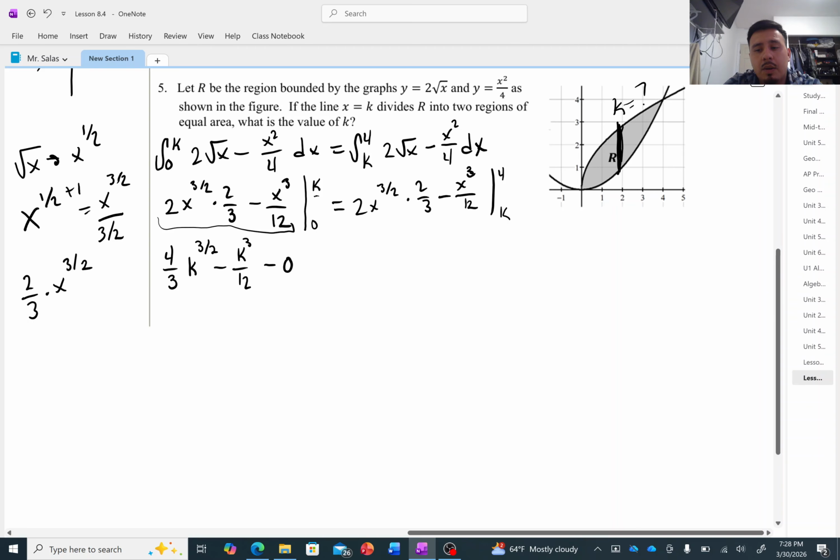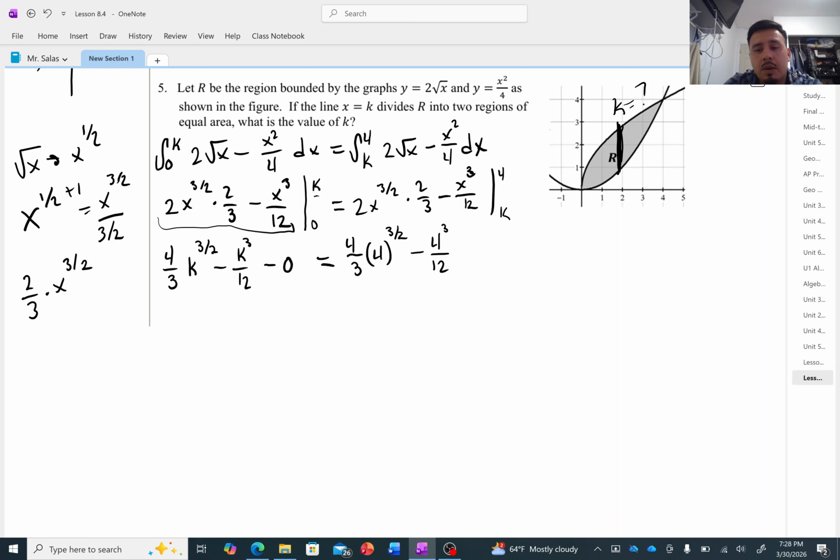So do not put the parentheses. I evaluated the left side at k and the right side at 0, and that's going to be equal to the same thing on the other side. I'm evaluating the 4 versus the k. So I got 4/3 times 4 to the 3 halves minus 4 cubed over 12, minus, again, this is literally a copy of k, because we already evaluated at k. I'm going to put it in parentheses so you see what's happening here.